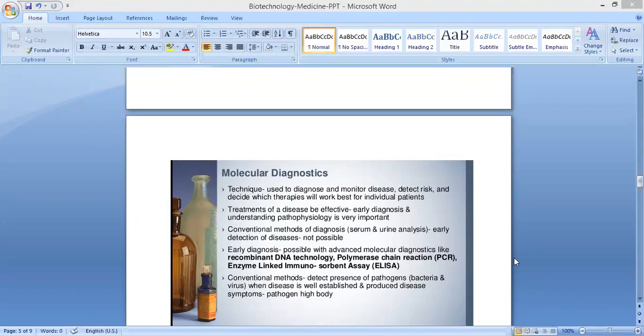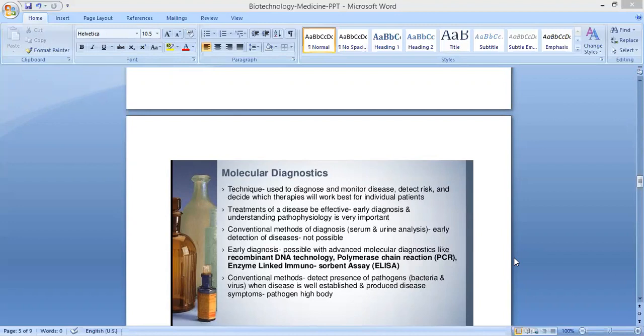The conventional method of diagnosis was serum and urine analysis. Early detection of disease is not possible with it. Clear? Whichever the conventional method, serum analysis or urine analysis, early detection of disease is not possible. So how can we do early diagnosis? It is possible with advanced molecular diagnostics like recombinant DNA technology and PCR that I told.